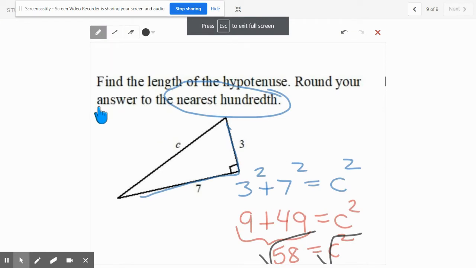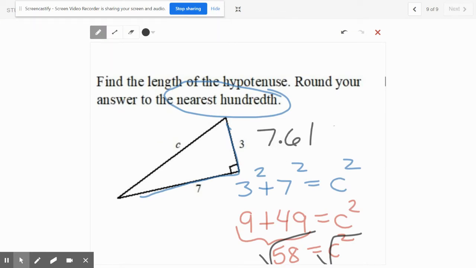7.62. How does that happen? Again, it was 7.615. And when you round to the 100th, you got to look right next to it. If this number is 5 or more, raise the score. So that becomes 2. All right. It's a tough one. It's okay.